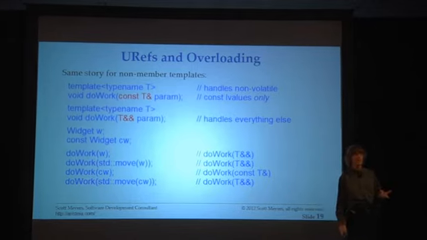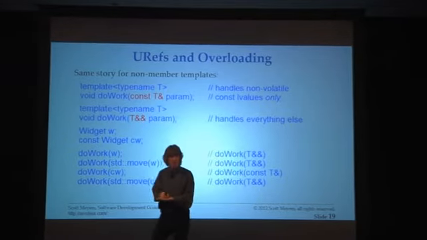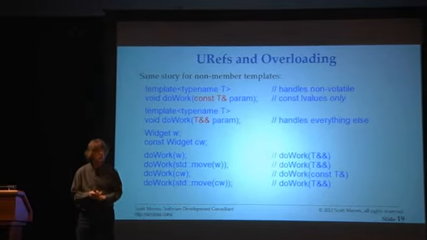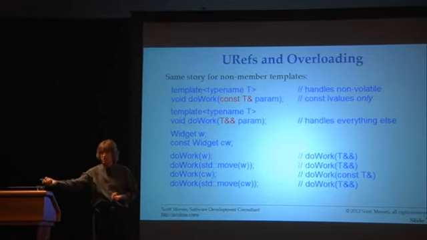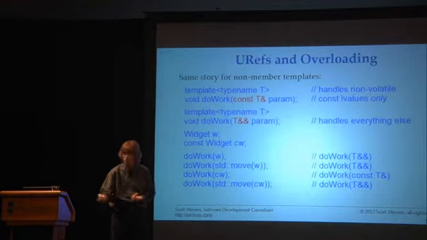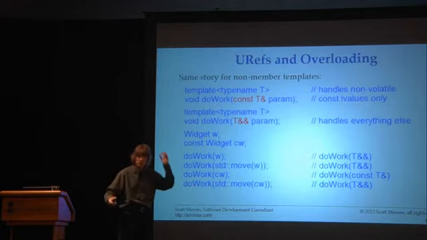The important thing to recognize here is with regular R value references, like push_back, it's completely normal to overload on L value reference to const for copying and R value reference for moving. That's the normal thing you do. But you're not dealing with universal references there. With a universal reference, you're handling everything. So you normally do not want to overload.